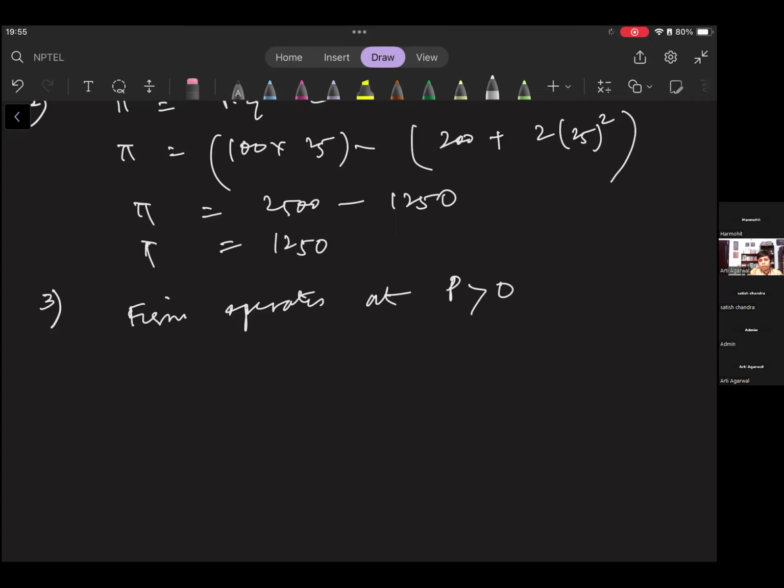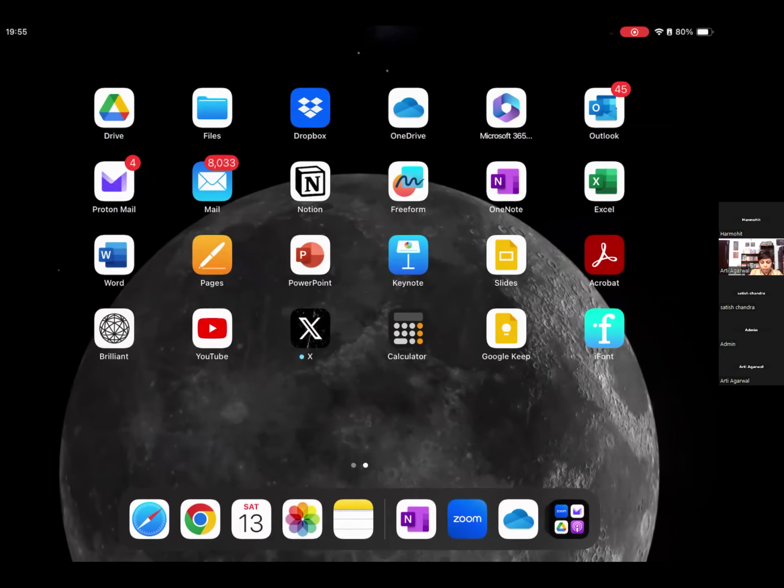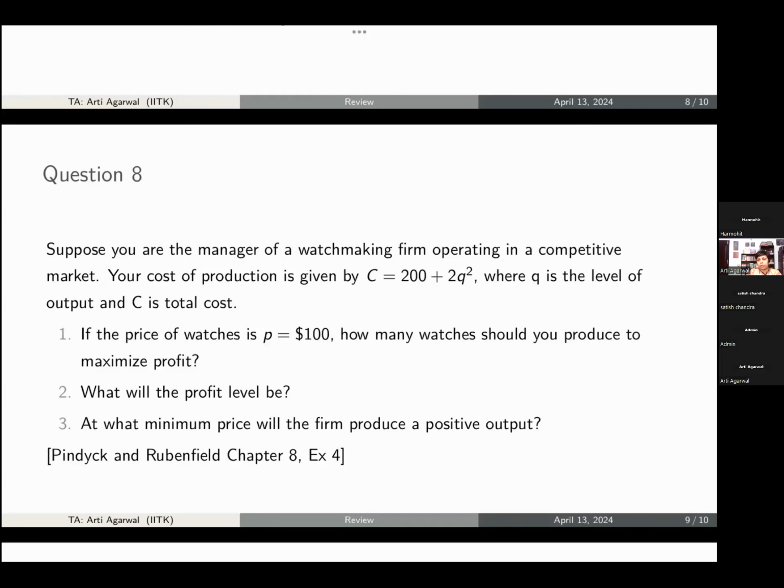Yes, so this question is taken from the chapter on perfect competition. Here it's actually written: suppose you are the manager of a watchmaking firm operating in a competitive market. So there's no assumption there. It will mostly be given. So here we are given that it is in a competitive market. I think you shared the question for a short time, so maybe you didn't see it. But you will generally be given it, because the way you approach it if it's a monopoly or an oligopoly will be completely different.